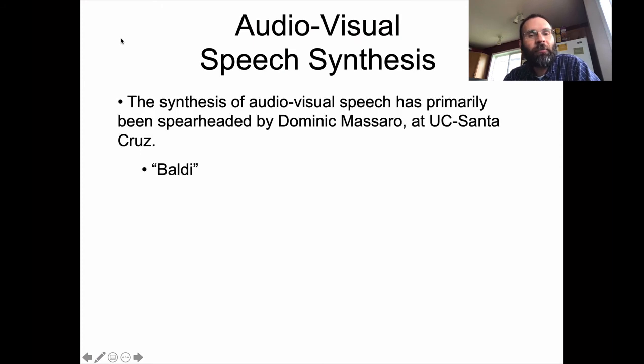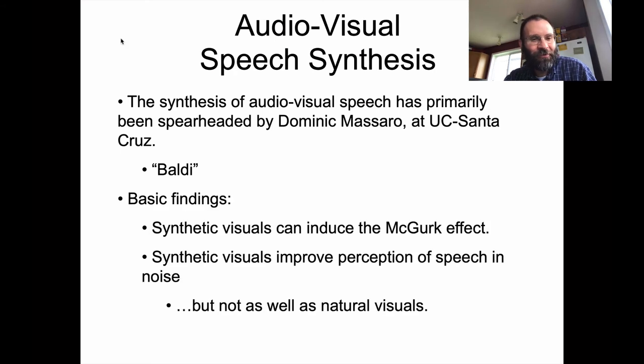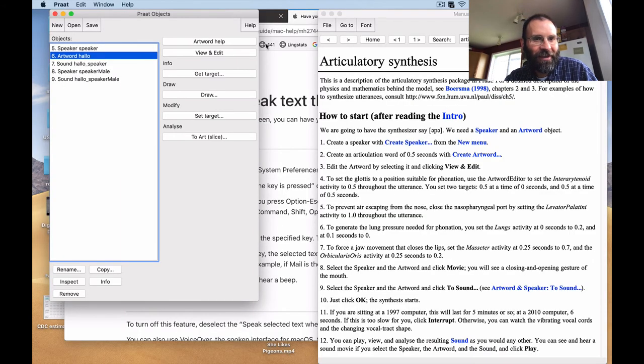There have also been some efforts at audiovisual speech synthesis. Again, these are some examples from a while ago, so they may have progressed, but they're kind of fun to look at anyway. One person who has worked hard on this is a professor named Dominic Massaro at UC Santa Cruz in California. He created a character named Baldy, and we'll look at a couple of examples of Baldy saying things.